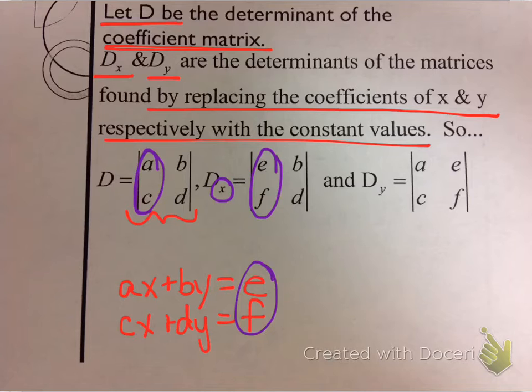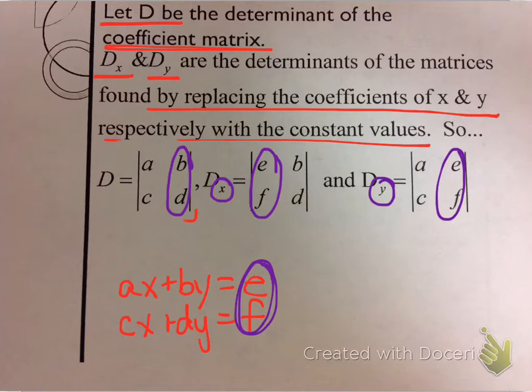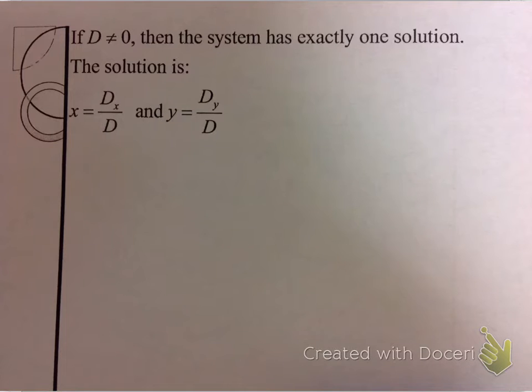When you are solving for y, what they'll do instead is they'll take the y coefficients, b and d, and replace them with the constants. So you notice that column got replaced. And then they're going to set up two fractions. Both fractions use the same determinant in the denominator, so you will only have to do the actual number crunching, the multiplying and subtracting, once. The x determinant goes on top to find x, and the y determinant goes on top to find y.